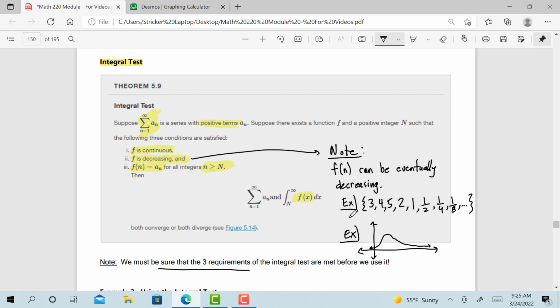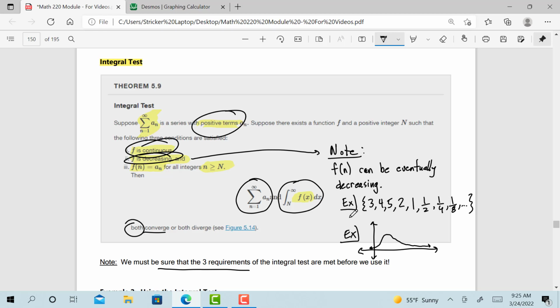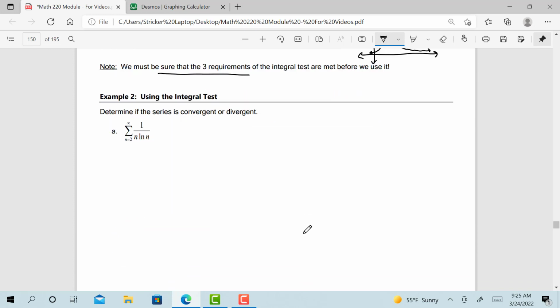All right, so the last thing about theorem 5.9 is it says that if all these conditions are met, so it's got positive terms, it's continuous, it's decreasing, we let our function be a sub n. If all that's true, then either both the series and the integral converge, or they both diverge. So basically, we're just looking to see if the integral converges or diverges, and we know how to do that already because we did that back in section 3.7. And we did that when we did improper integrals.